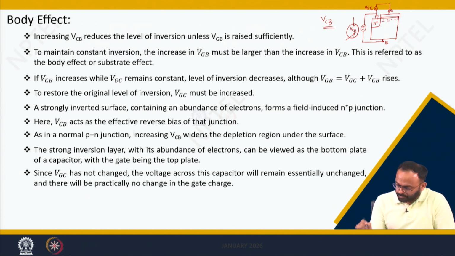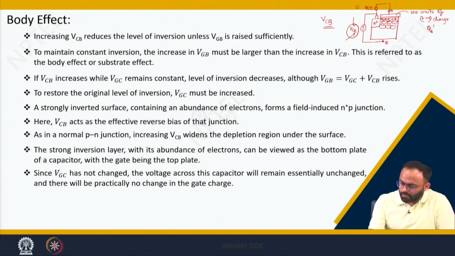Let's take an example. Let us consider you applied a VGC of some amount which gives 100 units of positive charge at the gate, which we generally term QG dash. Now you keep VCB constant, and you applied VGC in such a way that you are in strong inversion. So there is a depletion region and there is inversion charge.